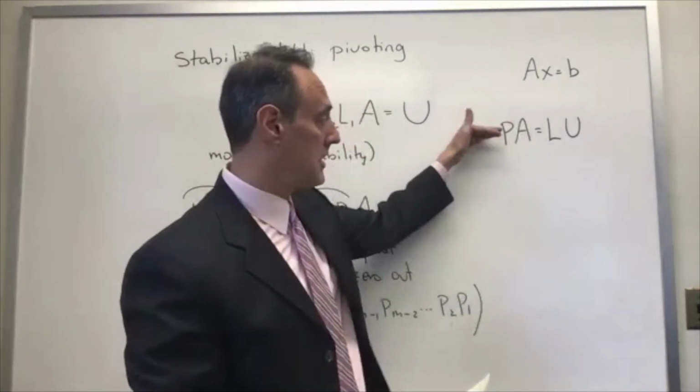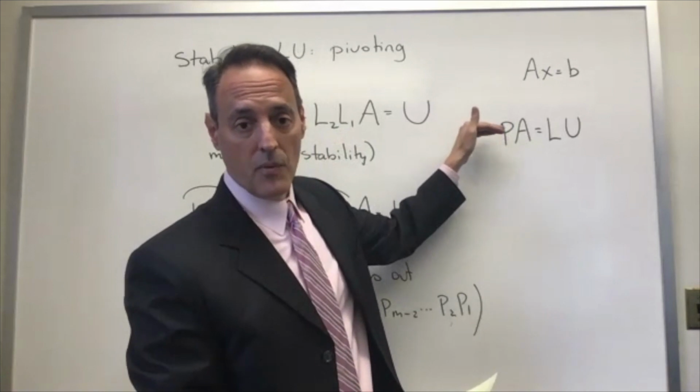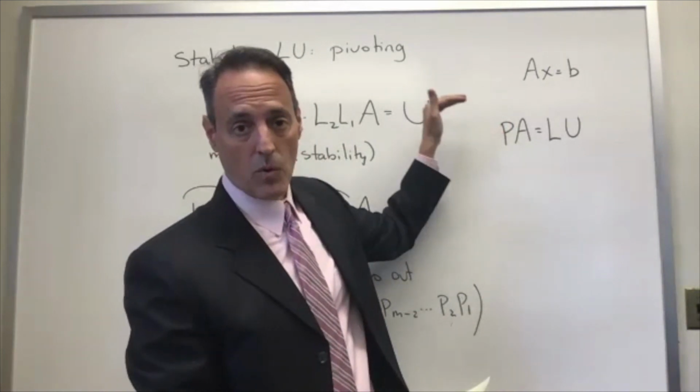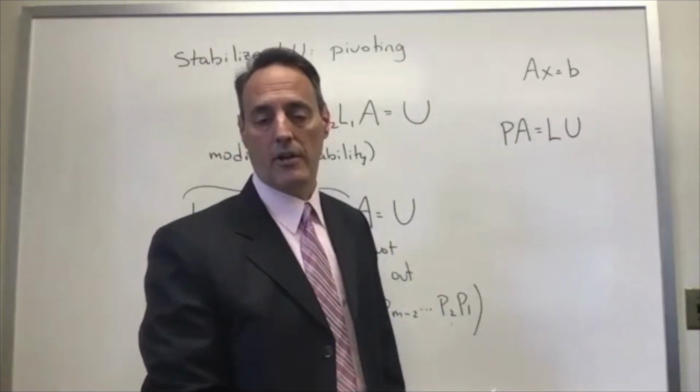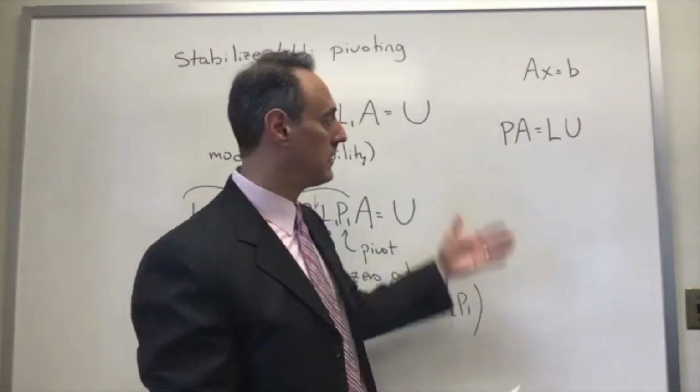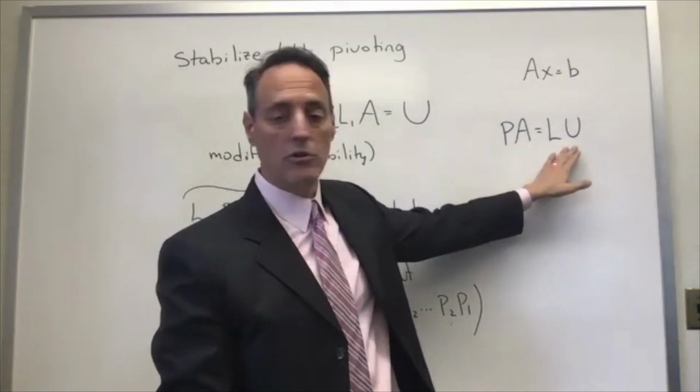And it shuffles them in such a way so that when you do the Gaussian elimination, you walk down that diagonal, you're always getting the largest possible diagonal value. Okay, that's it. That's what the P does. And then you do the LU.